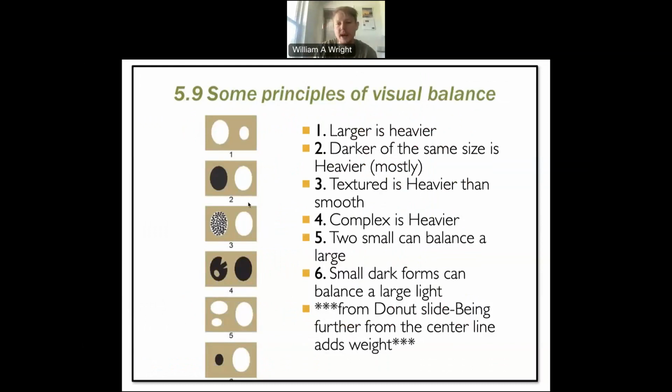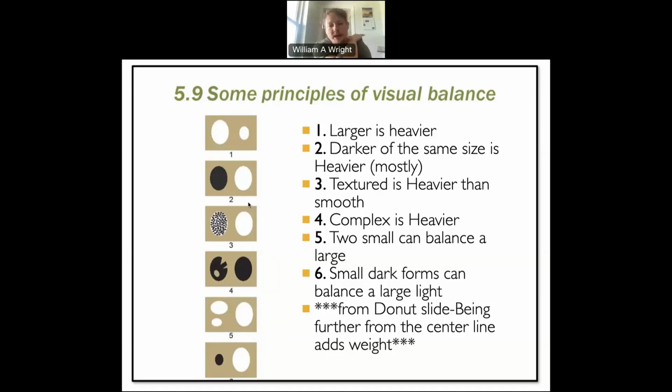So, principles of visual balance: larger is heavier. Obviously, a big object is going to command our attention more than a small one. Darker objects of the same size are usually heavier. Not always, because sometimes it depends on the background, right? Contrast, which again, we're going to talk about. Contrast creates weight as well. But typically, if they're the same size, but one's darker, it is usually heavier.